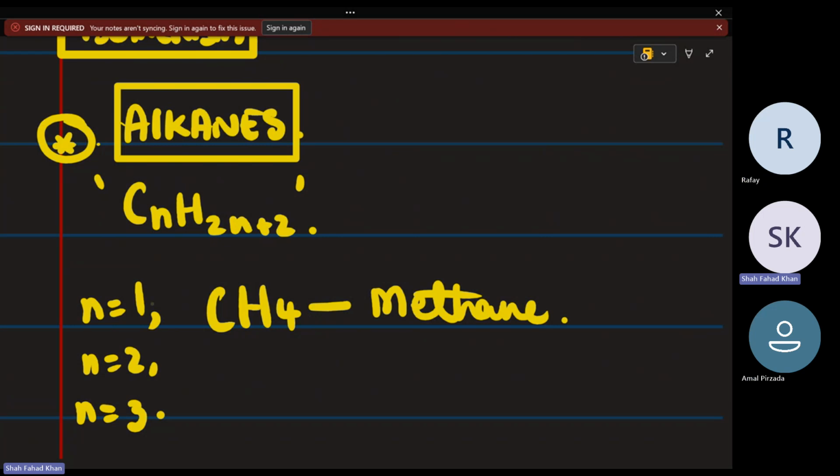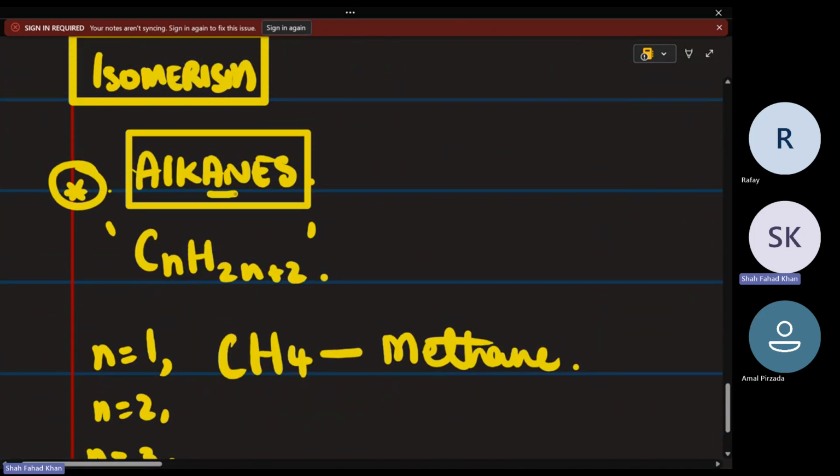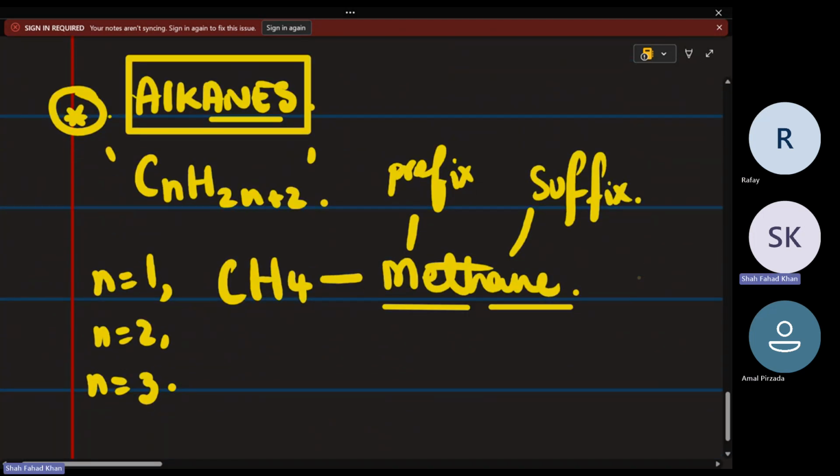What is one carbon called? It's called meth. And because it's an alkane, the suffix of alkane is ane. That's why the name ends with ane. So there's a prefix and a suffix to the naming. The prefix is meth and the suffix is ane. Now prefixes will keep on changing as the number of carbon atoms increases.